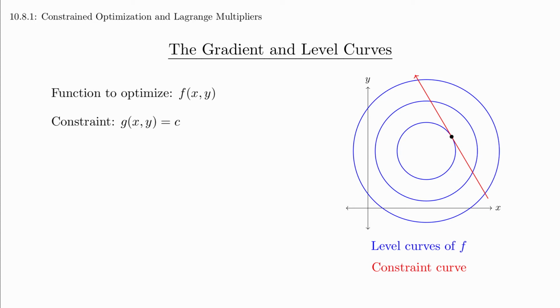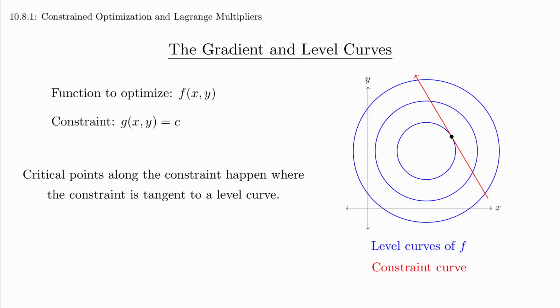Somewhere in between going up and going down, there must be a point where we level out. And that point happens where our path is tangent to the level curve. It is at that point where we are no longer cutting across level curves, but instead traveling along one of them. And that's our first observation. The critical points along the constraint happen where the constraint is tangent to the level curves.